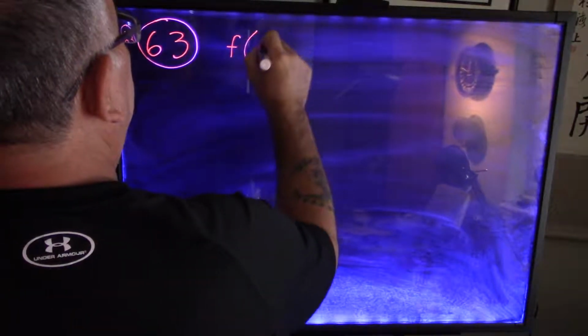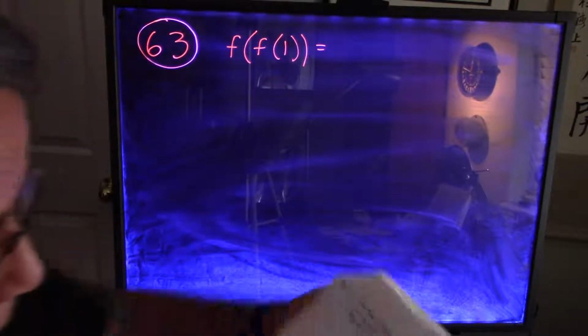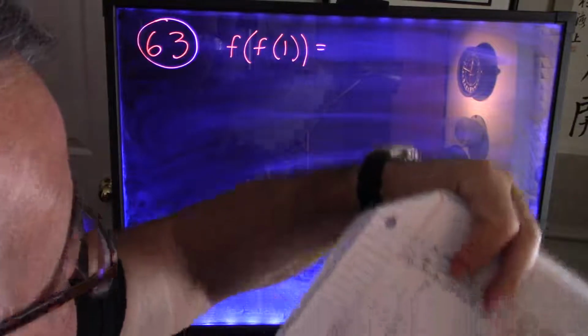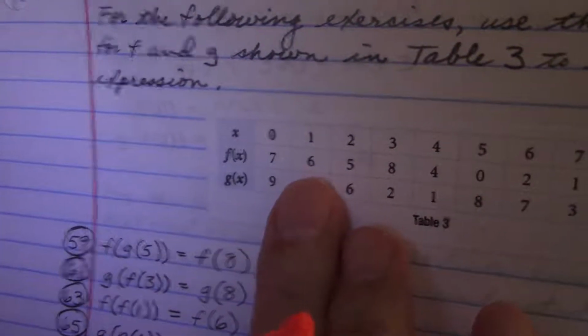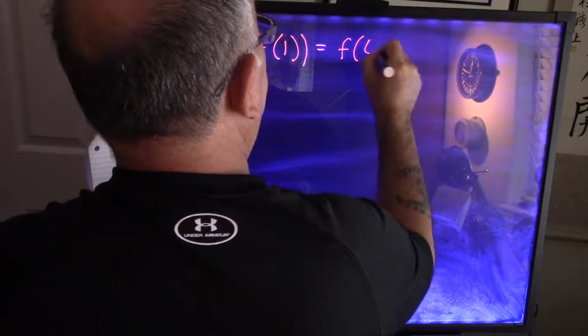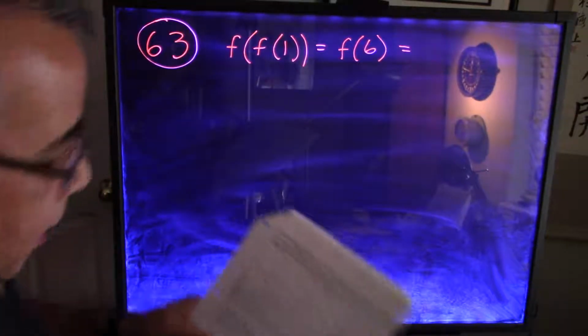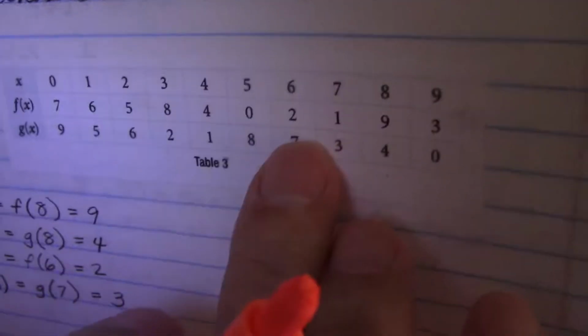Okay, number 63, f of f of 1. So find x equals 1 in the top row, and then what's the f value for that second row? That would be 6. Okay, so this is going to be f of 6. So for f of 6, you find x equals 6 in the top row, and the second row there is the f value. That would be 2.